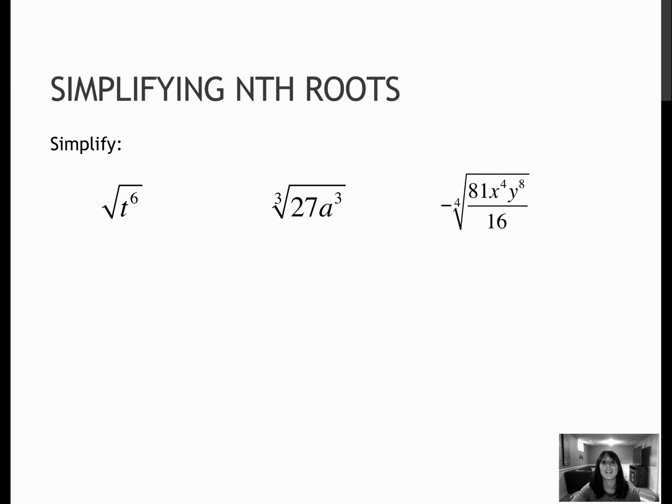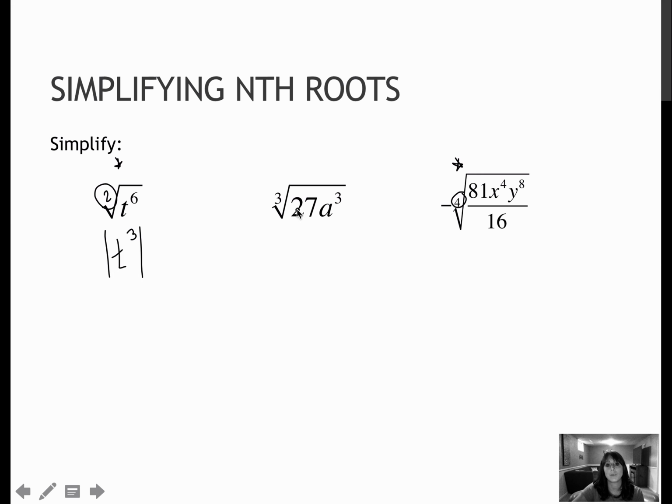So let's simplify these nth roots together. Again, whenever we have an even index, you have to be very careful. So this index is 2, so we're going to have to be careful on this one. This index is 4, so we're going to have to be careful on this one. So t to the sixth, when it's already written as a power, it's very easy. 6 divided by 2 is 3, so this is t to the third. However, this was an even index, so I need to make sure that that is the absolute value.